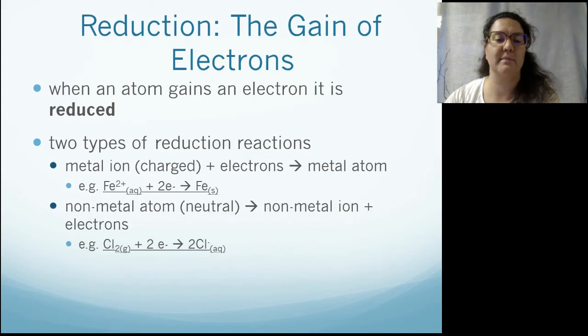Reduction occurs when an atom gains electrons. There are two different types of reductions. One is when a metal ion, which has a positive charge, gains electrons to then become a metal atom. Or when a non-metal atom, which is neutral, gains electrons to become a non-metal ion.